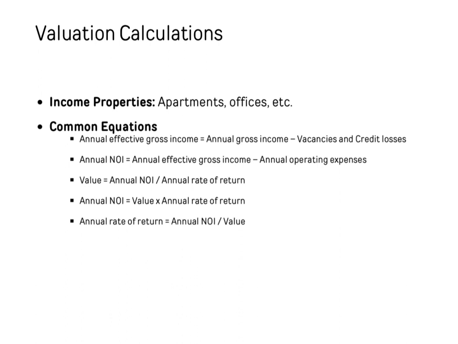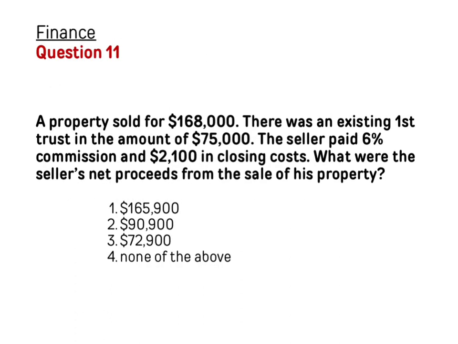Annual NOI = value x annual rate of return. Annual rate of return = annual NOI / value.